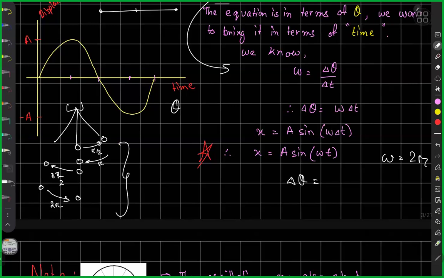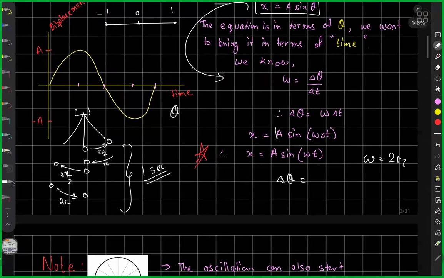Once it comes back to the same position, the total won't always be 2 pi, right? It will be 2 pi when it comes back to the same place. That is one complete oscillation. So the maximum angular displacement is always pi by 2, when you're expressing in terms of sine.